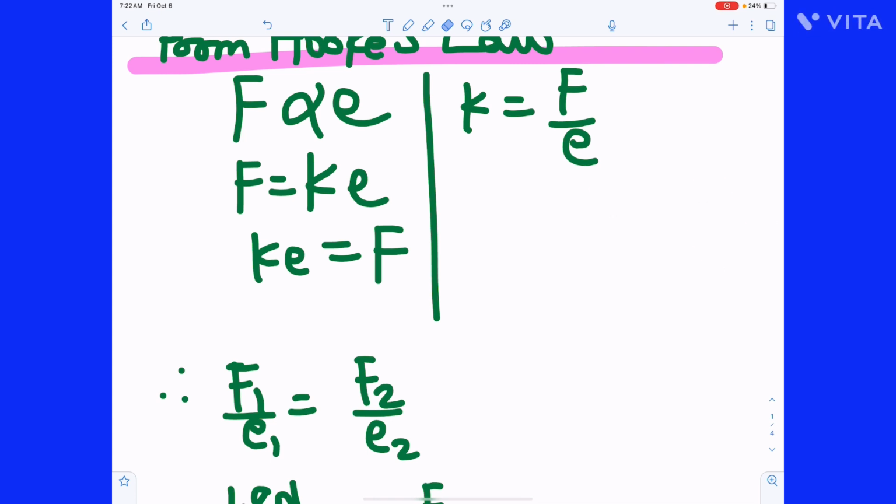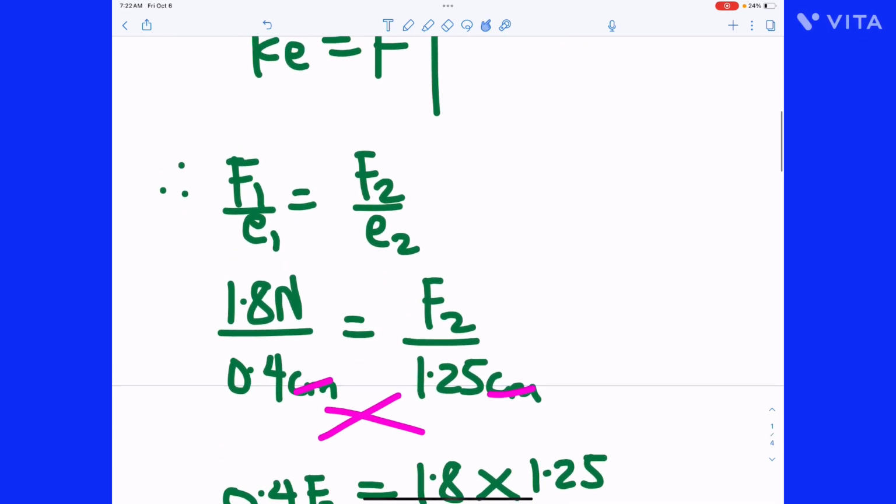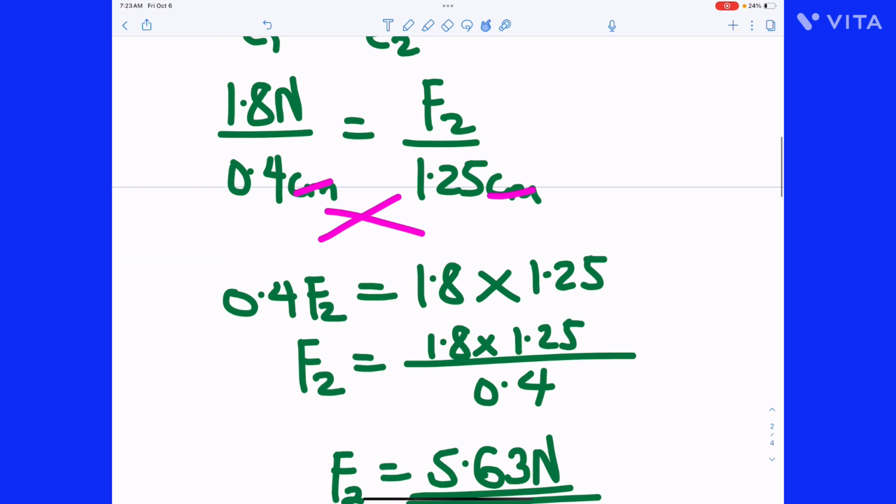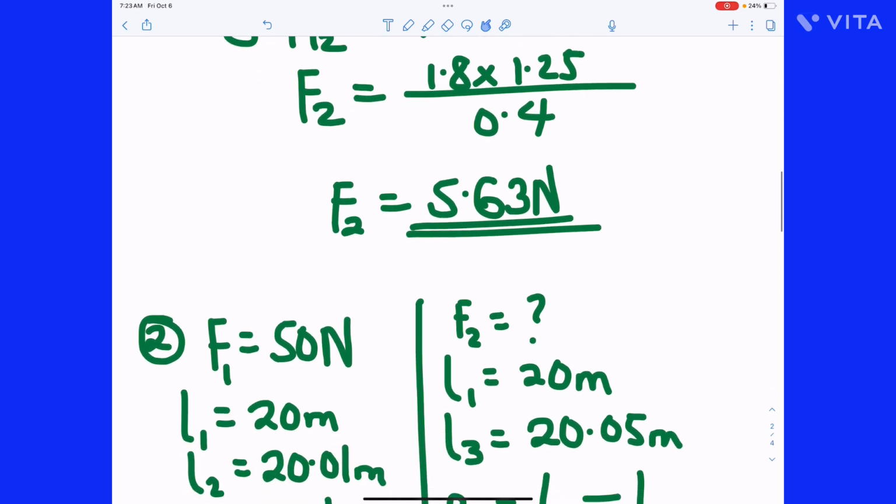So let's now go ahead and use this to answer this question. It means F1 over E1 is equal to F2 over E2. We know F1 is 1.8 newtons. We know the extension produced is 0.4 centimeters. We now need F2, a second force, which will produce an extension of 1.25 centimeters. So what you do here is just cross multiply and make F2 the subject of the formula. You will get 0.4 F2 is 1.8 times 1.25, and F2 will be 1.8 times 1.25 divided by 0.4. So that solves question 1.